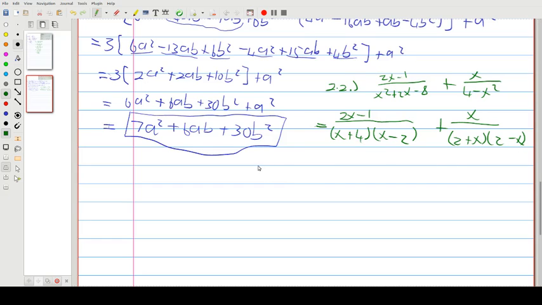Alright, now when we're adding and subtracting fractions, the most important thing is to get a common denominator. I like to work from left to right for the denominator. The first thing we have is an x plus 4. But before we get there, we might want to look at this bracket and this bracket. They look very similar, but the only problem is the signs are different.